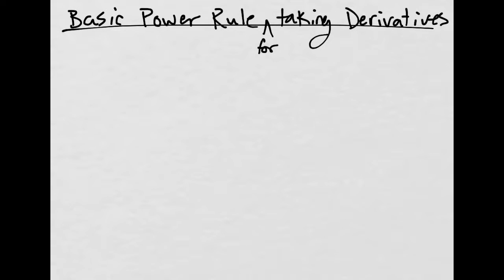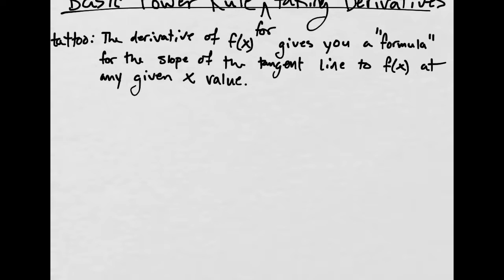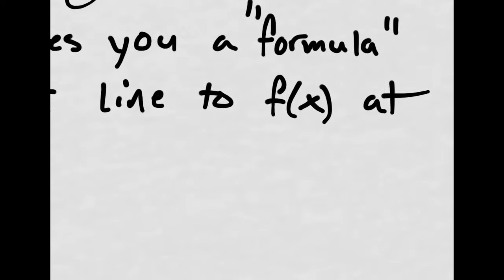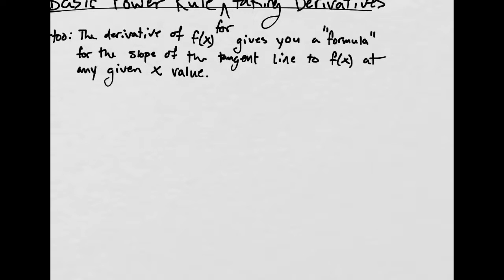Well, first, let me remind you that the derivative is a slope, or it gives you the formula for a slope of the tangent line to any function. So remember what's tattooed to your brain. The derivative of f of x gives you a formula for the slope of the tangent line to f of x at any given x value. A lot of people on the test put that it's the tangent line to f prime of x. No, that's not right. It's just the tangent line to f of x. The derivative is f prime. So the derivative is not the slope of itself. The derivative is the slope of the original function.